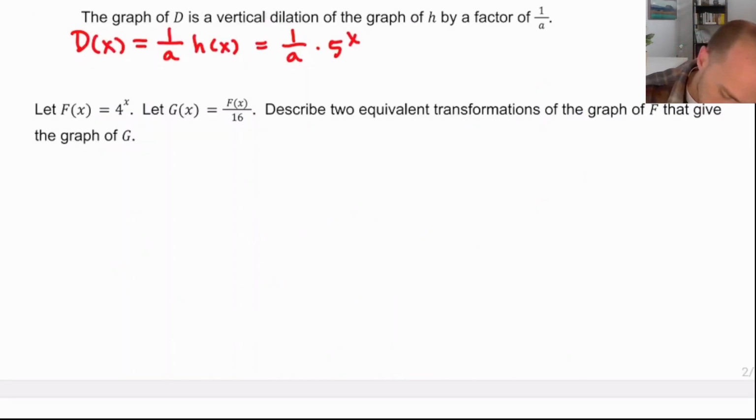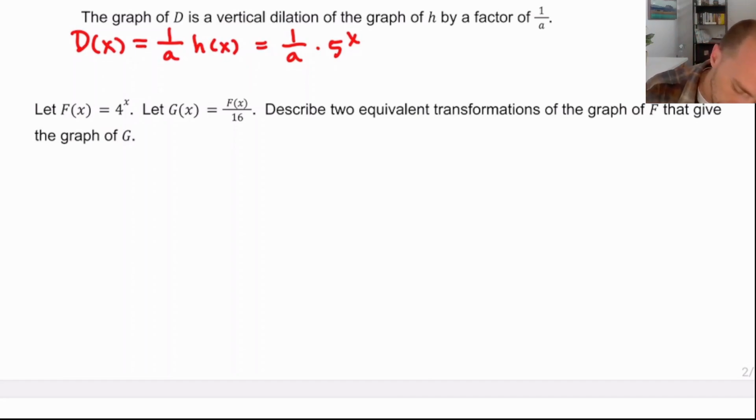The last of these examples is g of x equals f of x divided by 16. Describe two equivalent transformations of the graph of f that give the graph of g. Okay, so, in multiple choice, probably which of these describes a transformation of the graph of f that gives the graph of g. And the one that you want isn't going to be on there, right? The one that's immediately obvious from looking at it, okay, f of x over 16, vertical dilation by a factor of 1 over 16. That's not going to be one of your answer choices. They probably have vertical dilation by a factor of 16, or something else, lots of other things, but not that one.